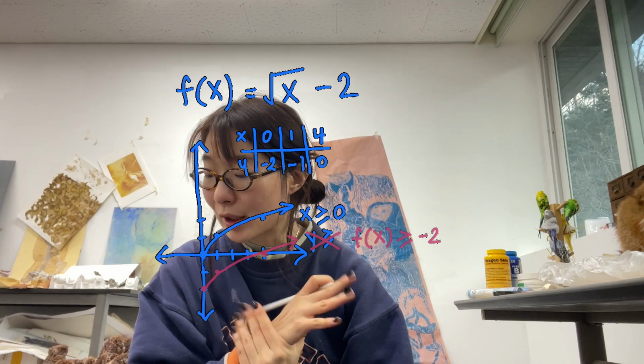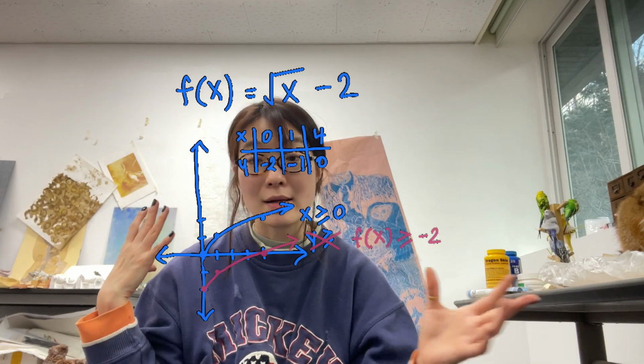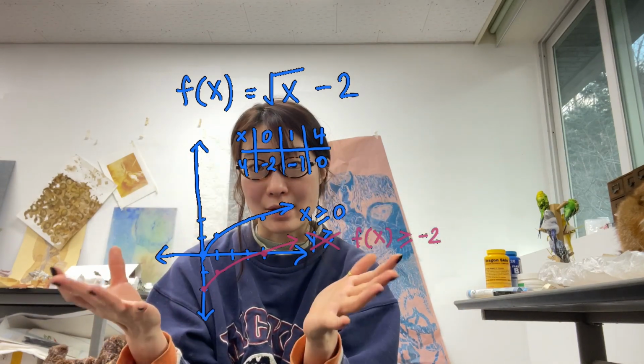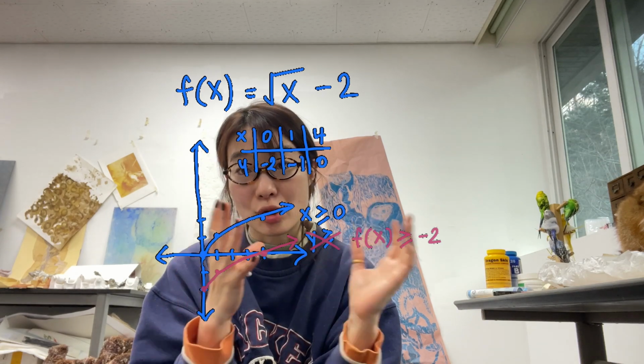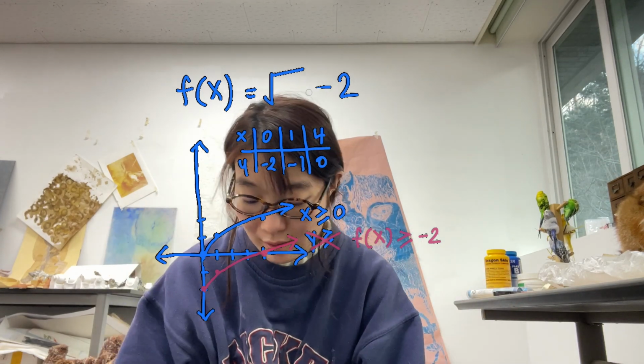And let's take a look at our next example. This time, our negative 2 is not added as a constant, but it is actually added to x. So it sits under the radical.